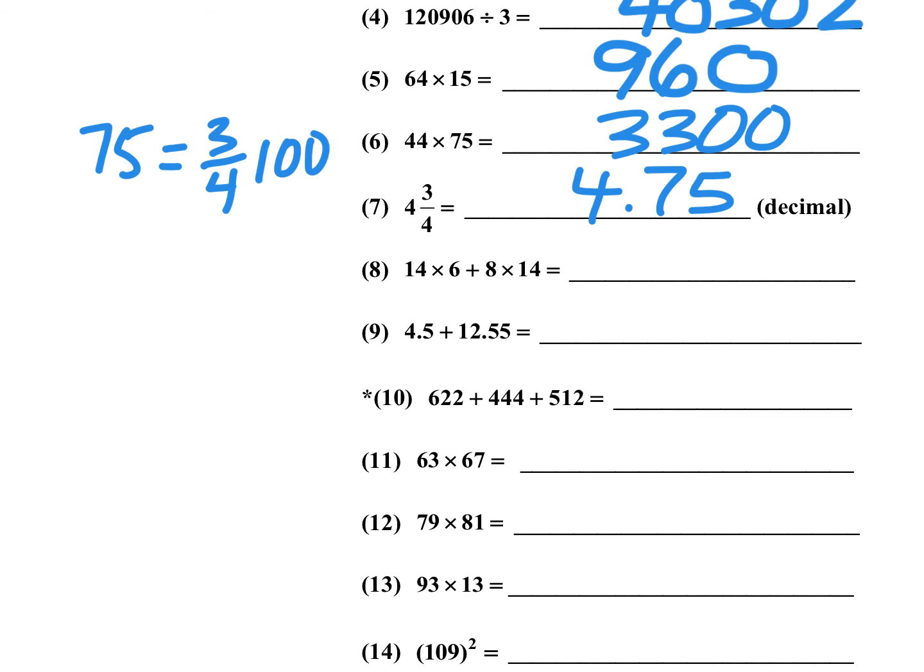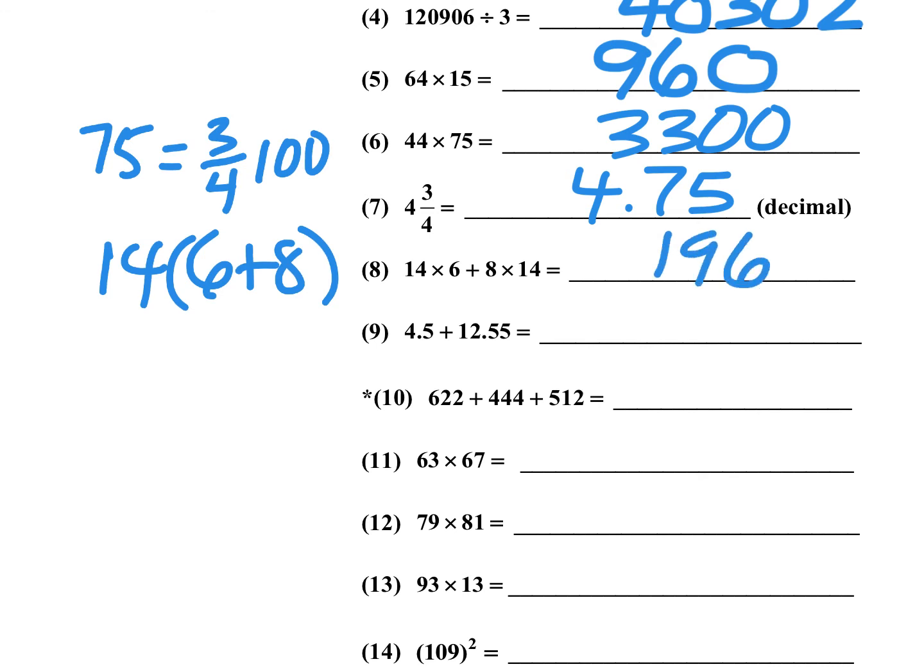Number 8, 14 times 6 plus 8 times 14. If you factor out a 14, it's going to leave you 6 plus 8 times 14. So that's 14 times 14, or 14 squared. You should memorize that. That's 196.